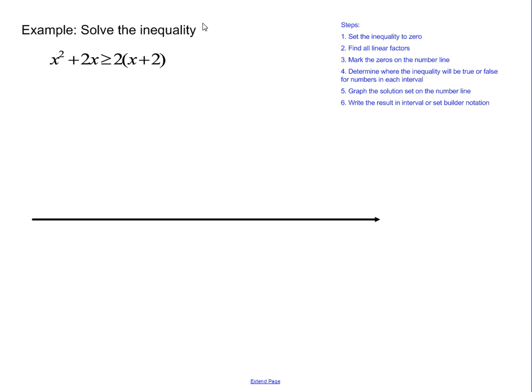Okay, in this example, we're going to go through the whole set of steps that we need to follow in order to make this thing work. So let's work this out. We have x squared minus 2x is greater than or equal to 2 times the quantity x plus 2.